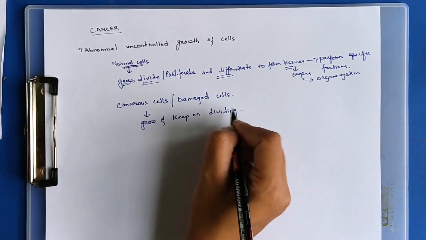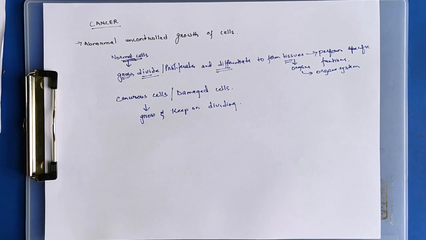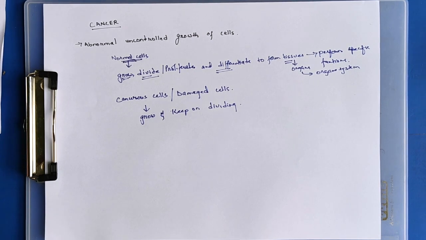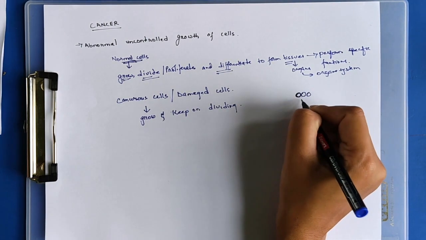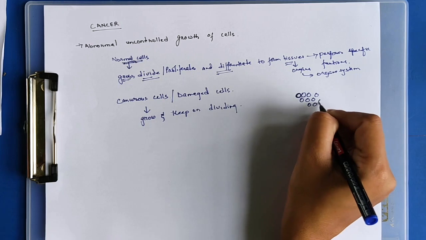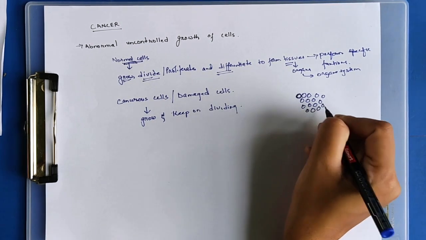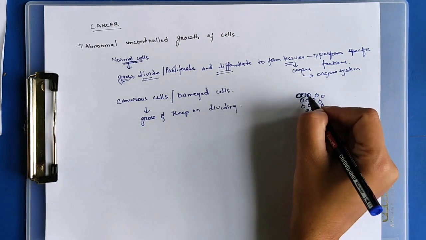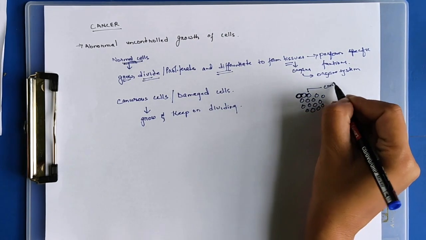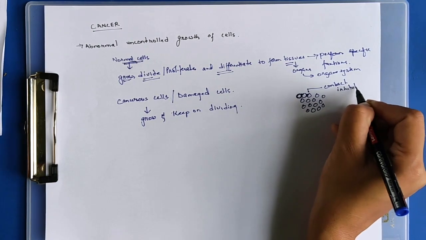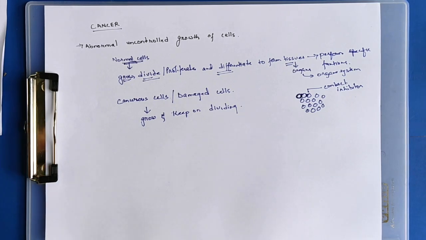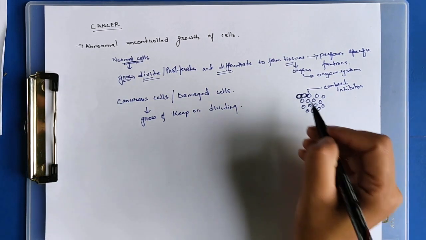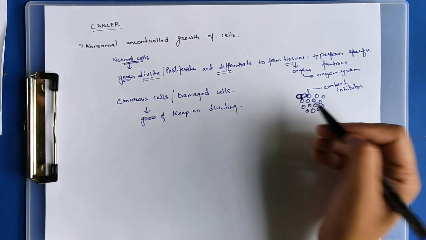Suppose these are normal cells. There will be many cells in humans, and they exhibit one property: contact inhibition. Cells will grow and divide, and they will tell one another, do not divide again.